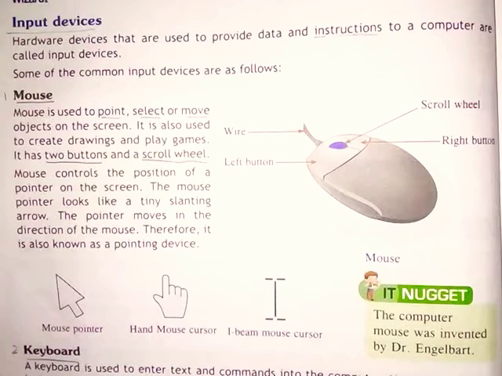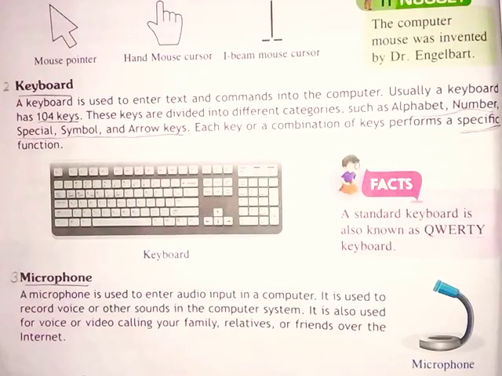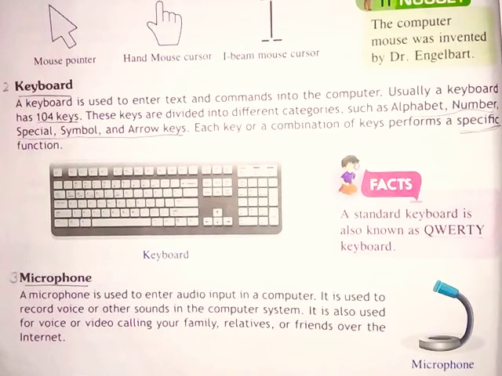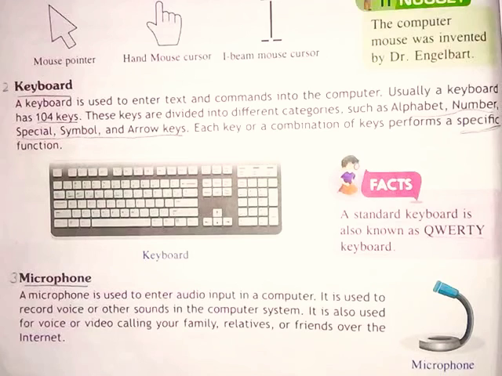The computer mouse was invented by Dr. Engelbart. Now let's talk about keyboard. A keyboard is used to enter text and commands into the computer. Usually, a computer keyboard has 104 keys. These keys are divided into different categories such as alphabet, number, special symbol, and arrow keys. Each key or combination of keys performs a specific function. A standard keyboard is also known as QWERTY keyboard.